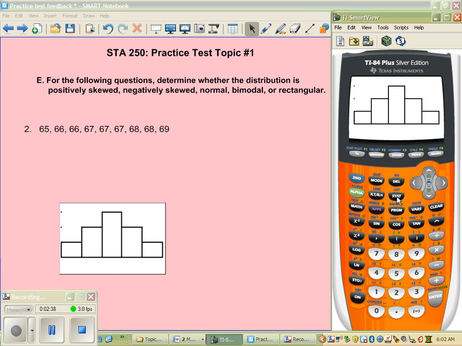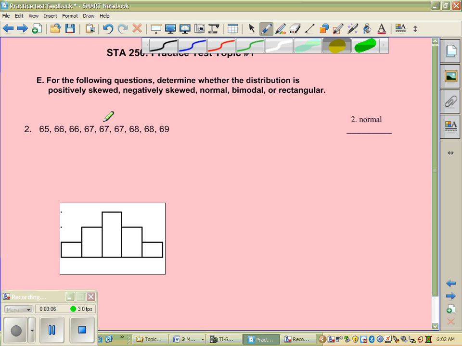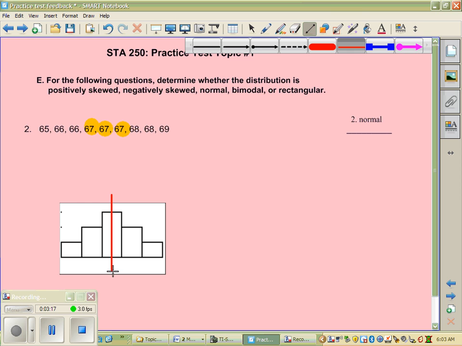The other thing I can do is hit stat, calc, one variable stats, and tell it list 2. Press enter. Now I can see that in this case my mean is 67. If I scroll down the screen, I see my median is also 67. My mode I have to do by looking at it. My mode is the most frequent number, and the number that shows up the most here is 67. So in that case, the mean, median, and mode are all exactly the same. They all occur in exactly the same location, right smack in the middle.